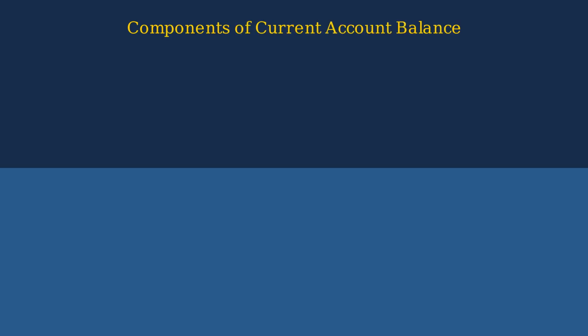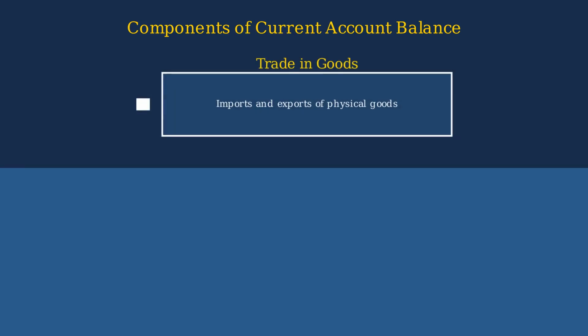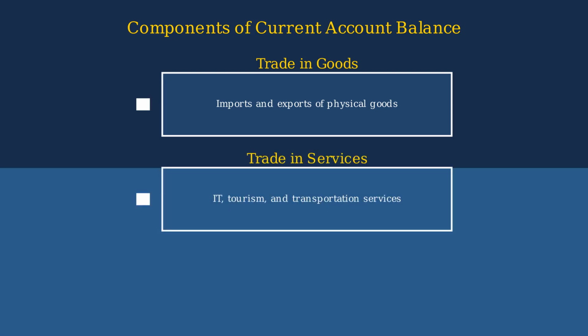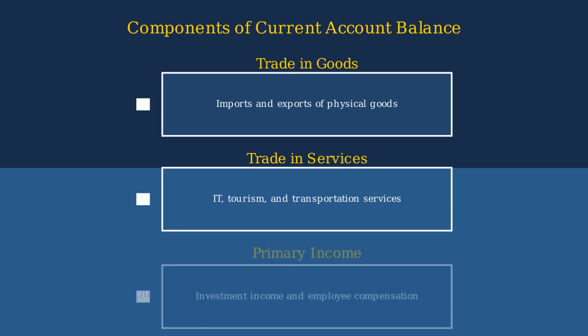The current account balance consists of four key components. First, trade in goods, which includes imports and exports of physical goods. Second, trade in services, which includes IT, tourism, and transportation services. Third, primary income, which includes investment income and employee compensation. And fourth, secondary income, which includes remittances, foreign aid, and grants.